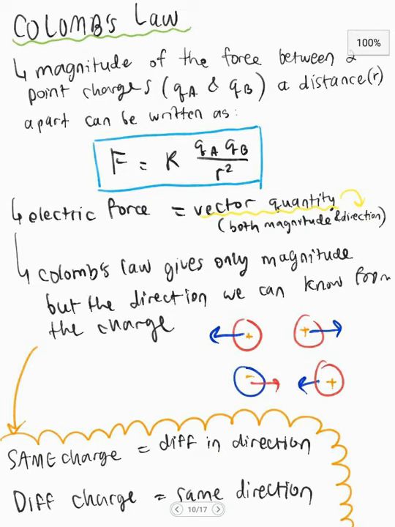a vector quantity, which just means it contains both magnitude and direction. Coulomb's law only gives the magnitude, but we can know the directions from their charges, because if you remember, objects with the same charge repel each other, but objects with different charges attract each other.